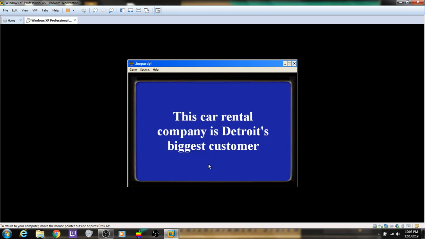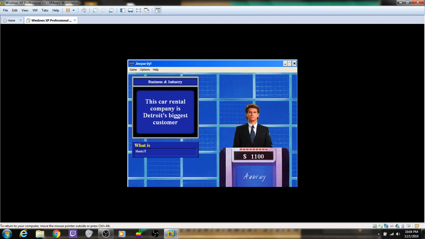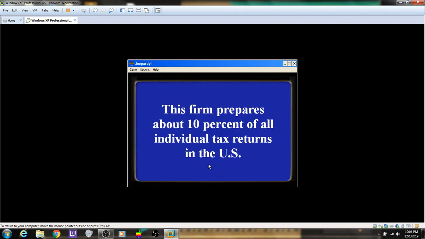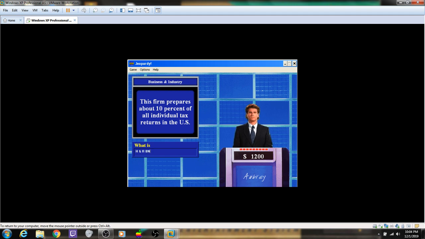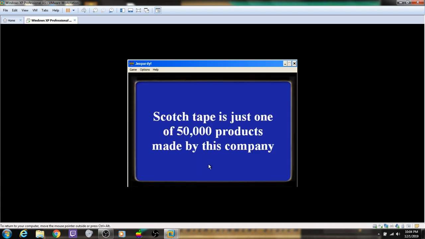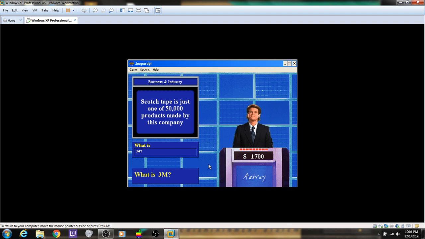Business and Industry 100. This car rental company is Detroit's biggest customer. What is Hertz? Yes, that's correct. Business and Industry 200. This firm prepares about 10% of all individual tax returns in the U.S. What is H&R Block? Yes. Business and Industry 300. Scotch tape is just one of 50,000 products made by this company. What is 3M? Yes, that's correct.